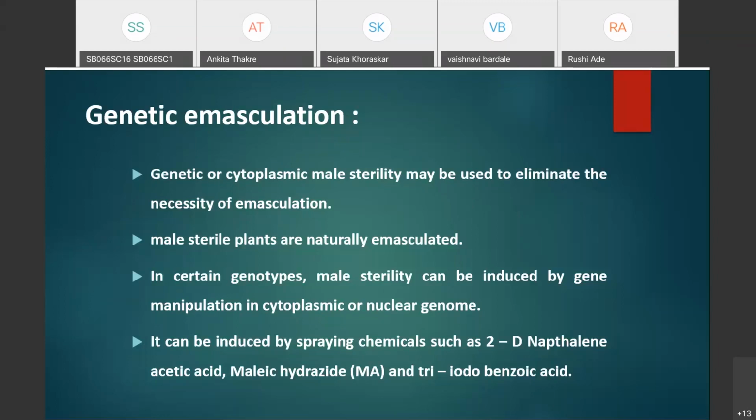In the examination, emasculation may be asked for as a short note. There are different methods of emasculation. The first one we have discussed is hand emasculation, also referred to as the scissor or forceps method. Second, the suction method. Third, hot water treatment. Fourth, cold water treatment. Fifth, alcohol treatment, and the last one is the genetic emasculation.